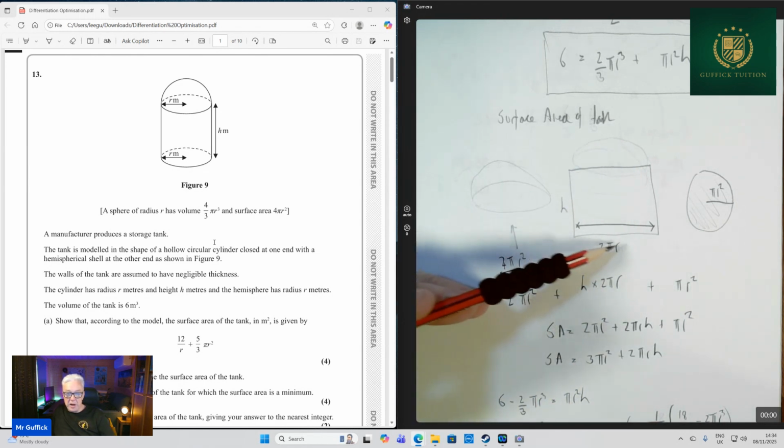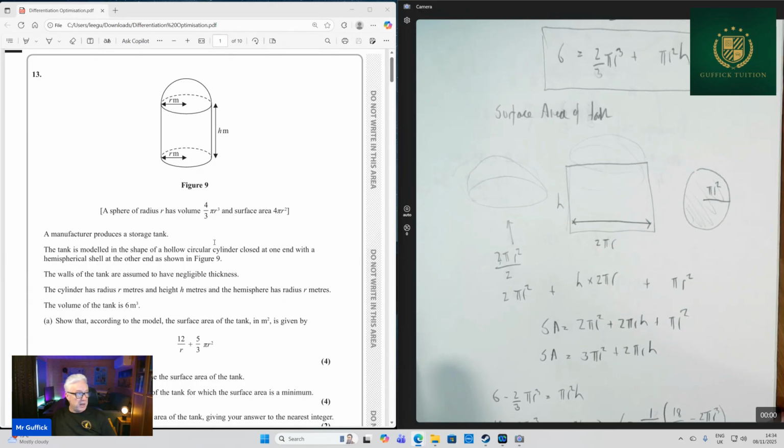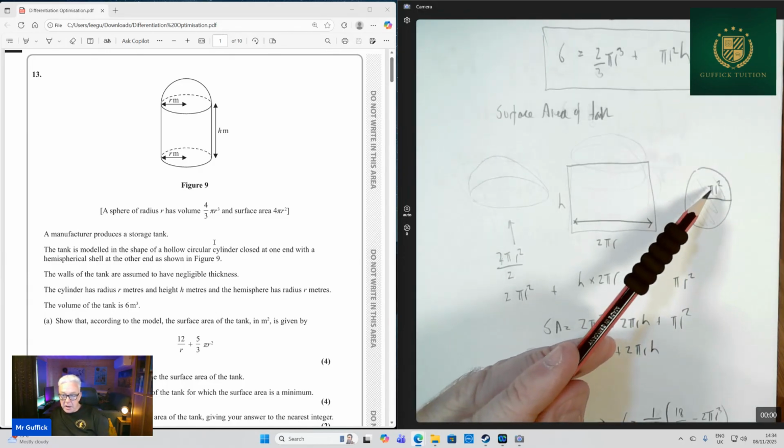So that is 2 pi r times h. Okay, so that's going to give us that area there. And then we've got the base is pi r squared.